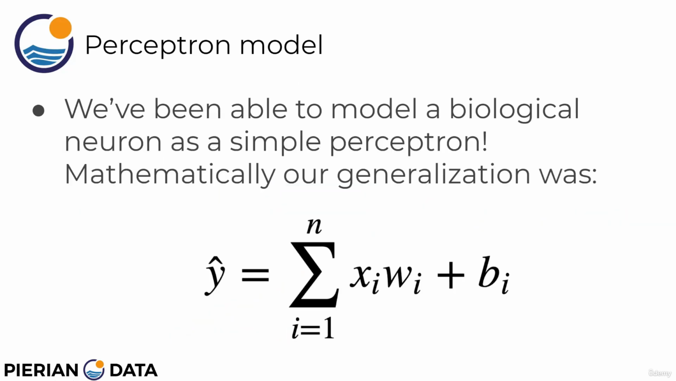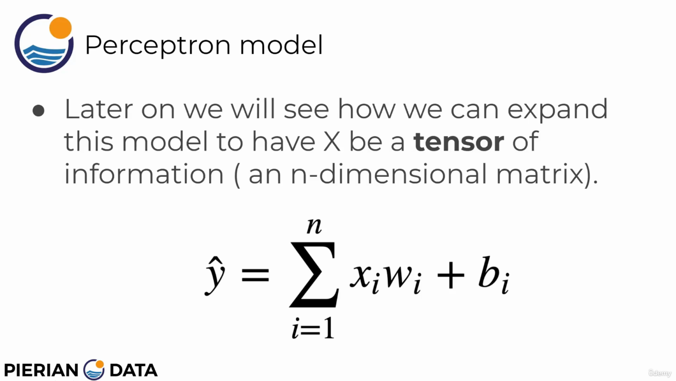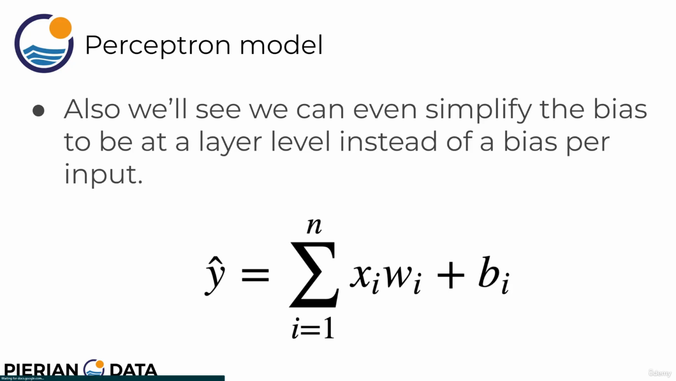And so now we've been able to see how we can model a biological neuron as a simple perceptron. And mathematically, our generalization was simply, starting at i equal to 1 all the way to n number of inputs, we simply grab that particular input value, multiply it by some weight that later on we'll be adjusting, plus a bias value. Later on, we're actually going to see how we can expand this model to have x be a tensor of information, where a tensor is an n-dimensional matrix.